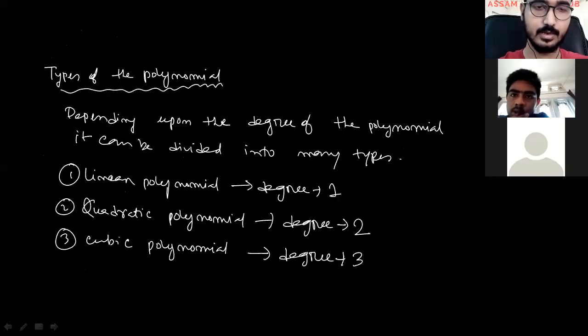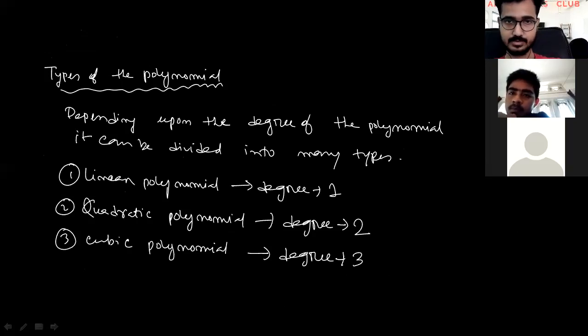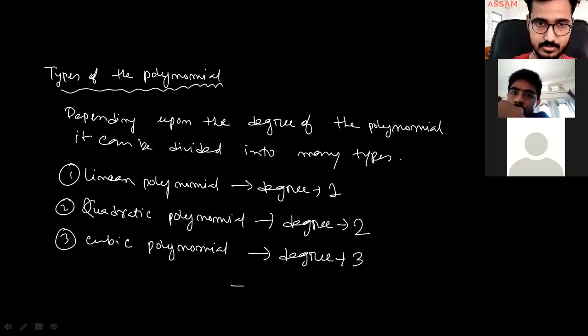Depending upon the degree of the polynomial, it can be divided into many types. Type 1 is your linear polynomial when the degree is 1. Type 2 is your quadratic polynomial when the degree is 2. And type 3 is your cubic polynomial when the degree is 3. In the same way, if the degree is 4, then it is known as what?